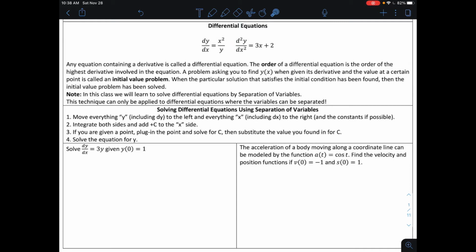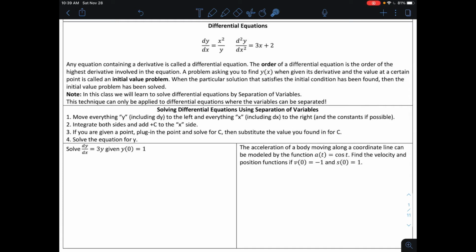Now, solving differential equations is basically working our way backwards to find the original function and to try to determine what equation has the given derivative. It's important to consider that not all differential equations are solvable by using certain algebra techniques.